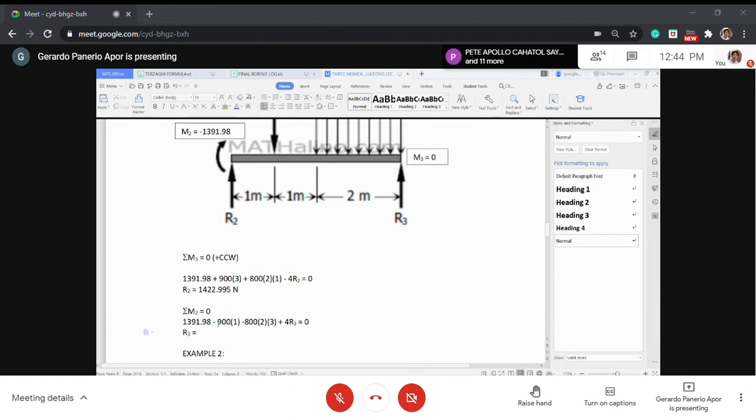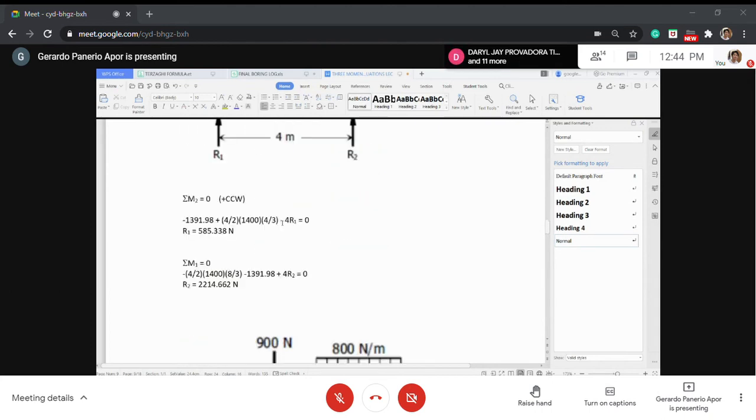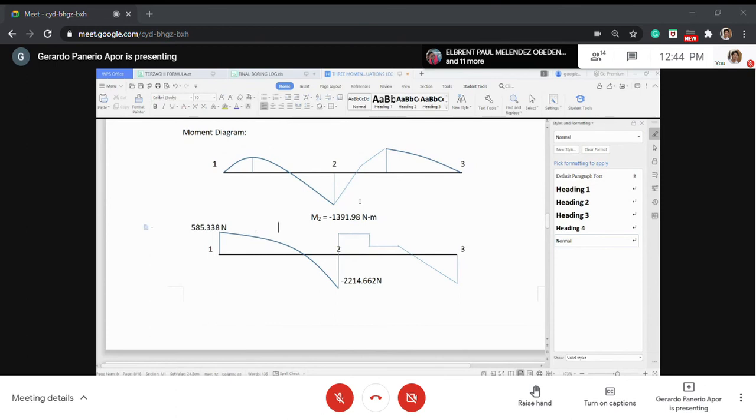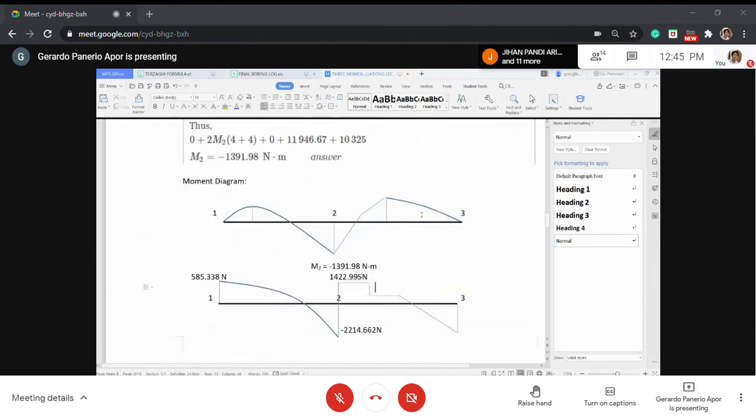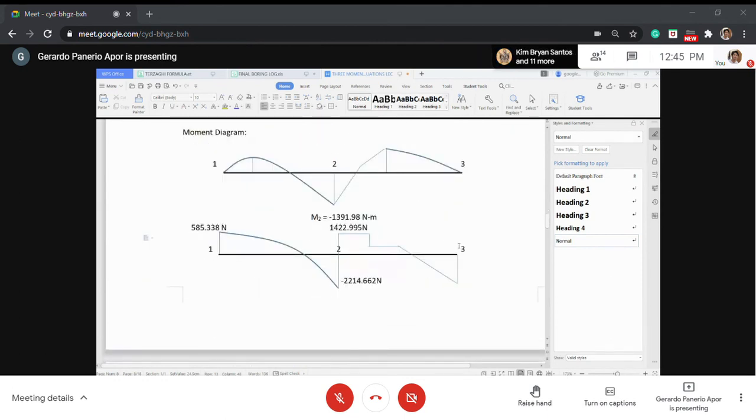You'll have 800 times 6 plus 900 minus 1391.98, divided by 4. This is 1077.005 newton. Okay, so this is 1422.995 newton. Then there is a minus here. I think the load is 900. So 1422.995 minus 900, you'll have 522.995 newton.